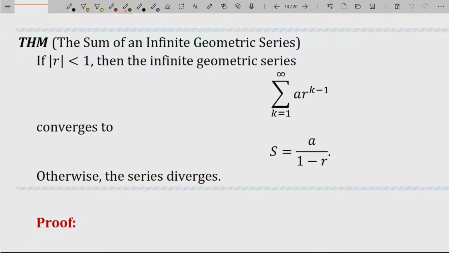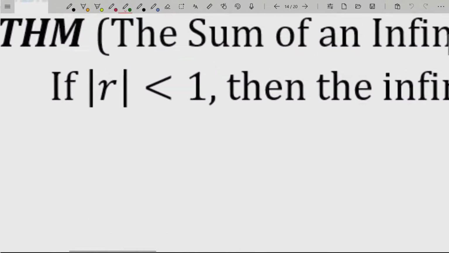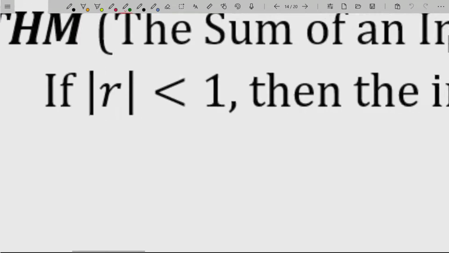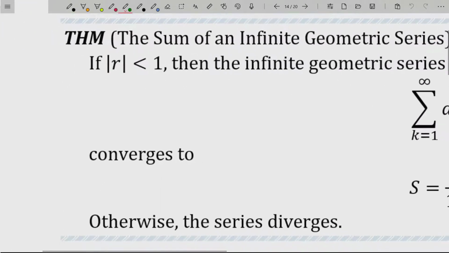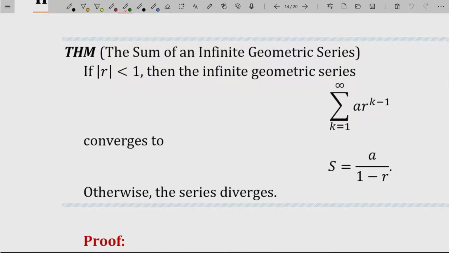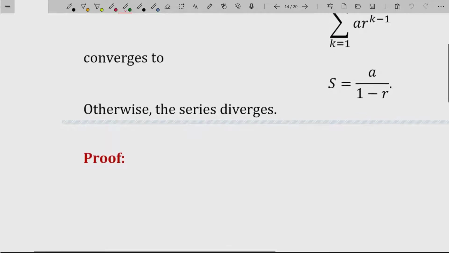If that is not true, in other words, if the common ratio is equal to 1 in magnitude, or if its absolute value is greater than 1, then it will diverge. The infinite summation will diverge. So let's go ahead and prove this.